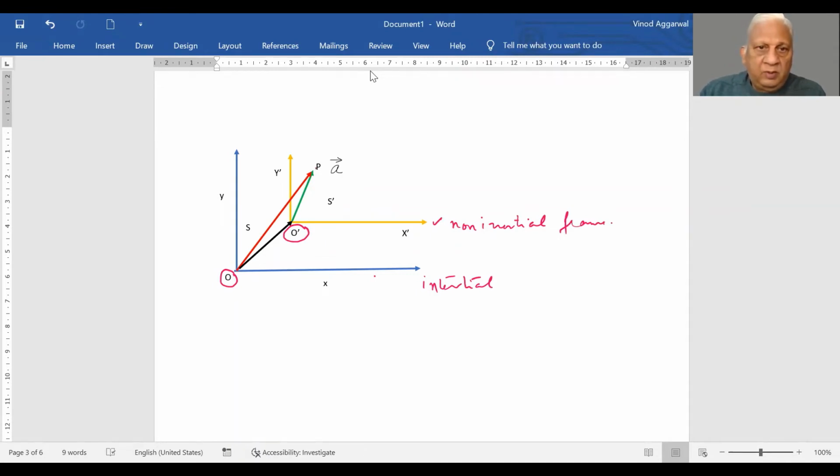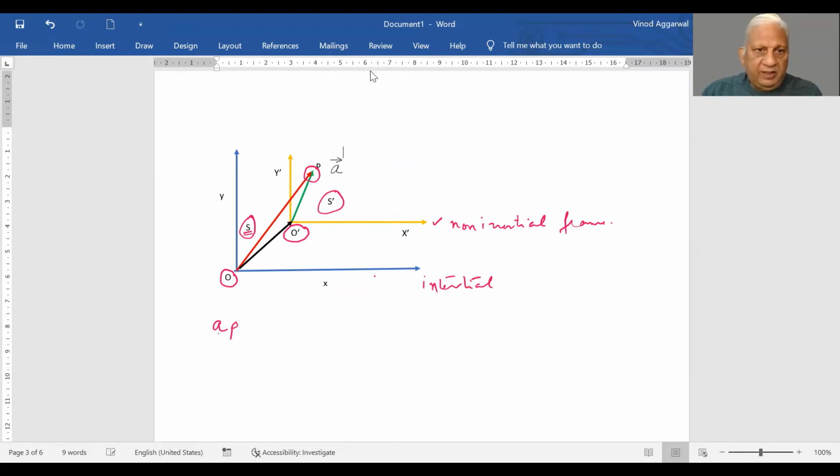Now, notice the motion of particle P, or position of P, with respect to these two frames. Suppose particle P is moving with an acceleration A. Then the acceleration of particle P as seen in this frame of reference. This is the S frame of reference, which is the inertial frame, and the non-inertial frame of reference we call S dash.